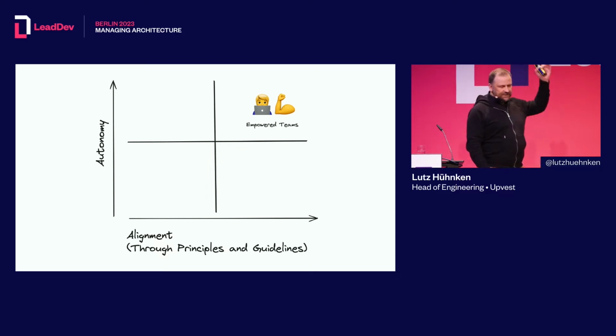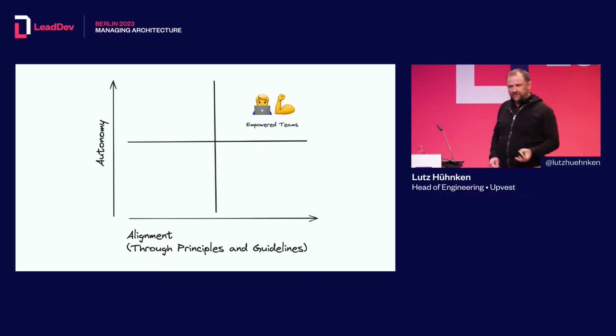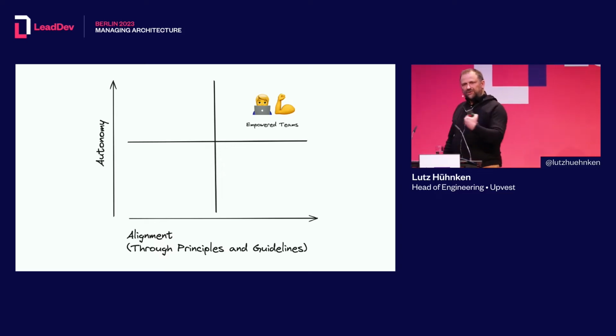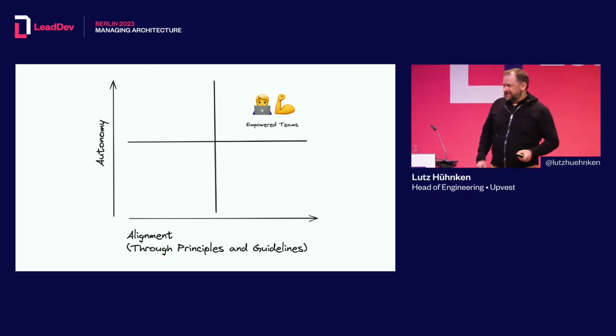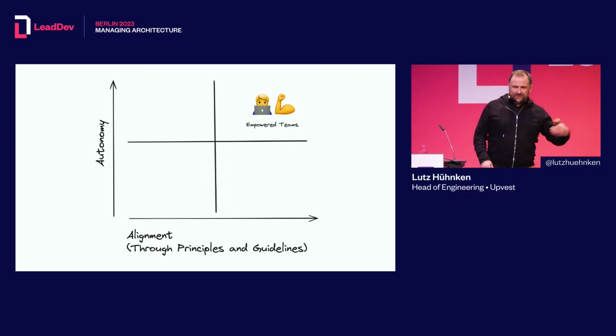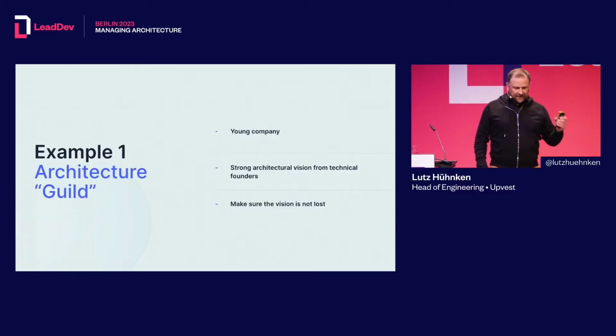So that's the challenge. As I said, y-axis is easy, just give them the freedom. But how do we deal with the x-axis? That's the x. How can we create this alignment? So I tried two different approaches in two different companies. Let's look at the first one.